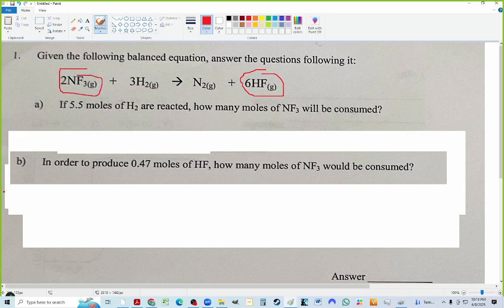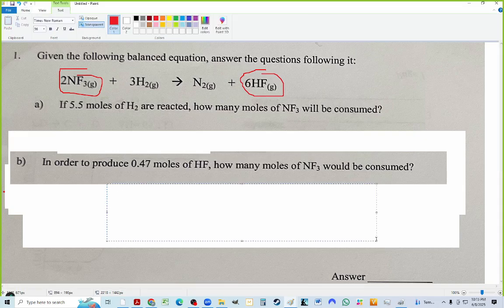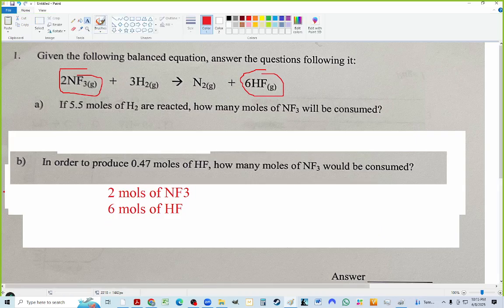I want you to tell me how many moles of one represents the other. 6 to 2, right? If we really want to get fancy, we'd say 3 to 1, but we'll just say 6 to 2. There's 2 moles of NF3 for every 6 moles of HF. And I want you to get in the habit of writing exactly what I just did. I'll write it down now.